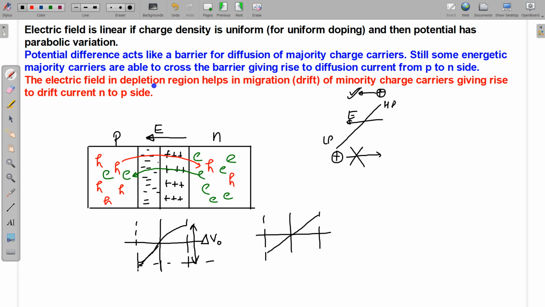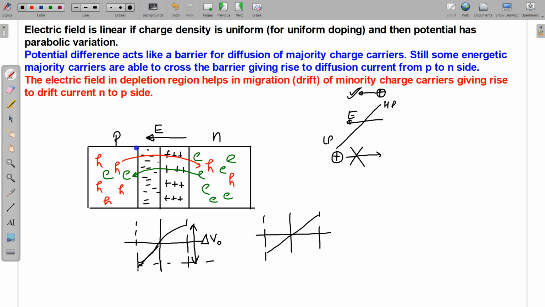Still some energetic majority carriers are able to cross. Yes, there is a barrier, but some majority charge carriers may have kinetic energy sufficient to cross this barrier. So these electrons or this charge carrier will cross this barrier, and again we will have some movement across the junction, and this movement is due to diffusion, and this is commonly known as diffusion current, because some charge is flowing across the junction and flow of charge per unit time is known as current.